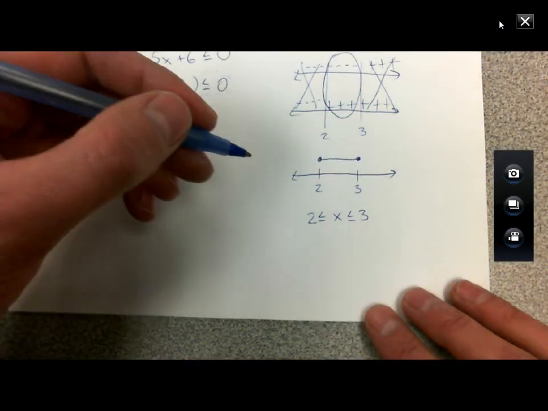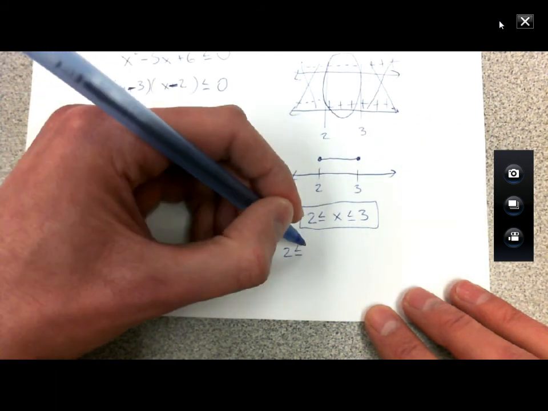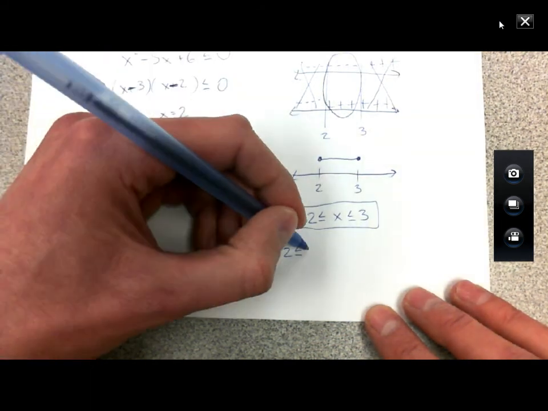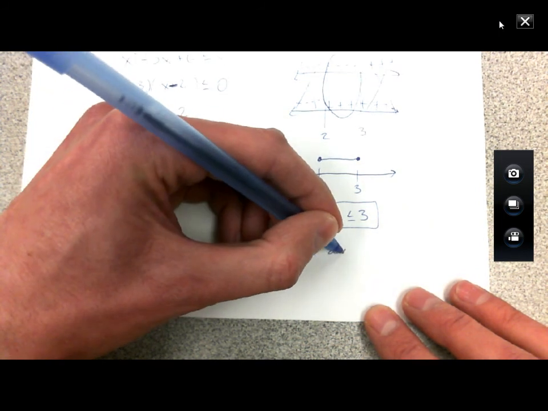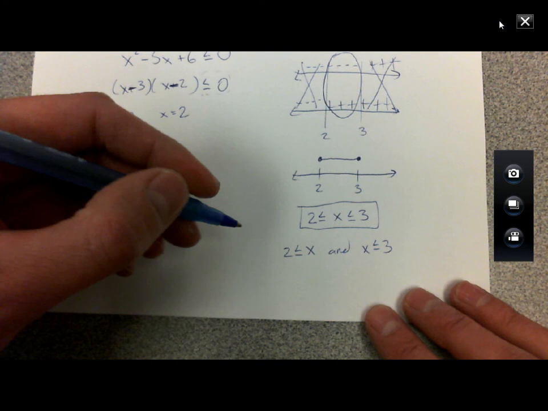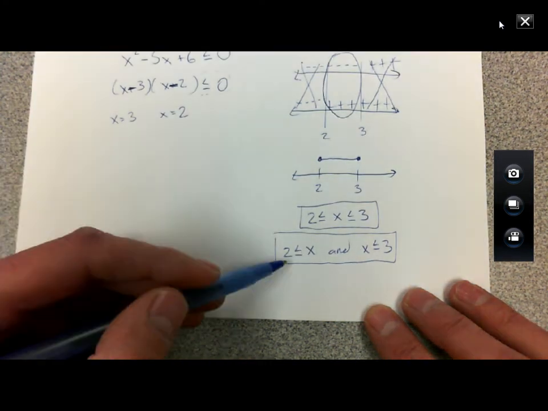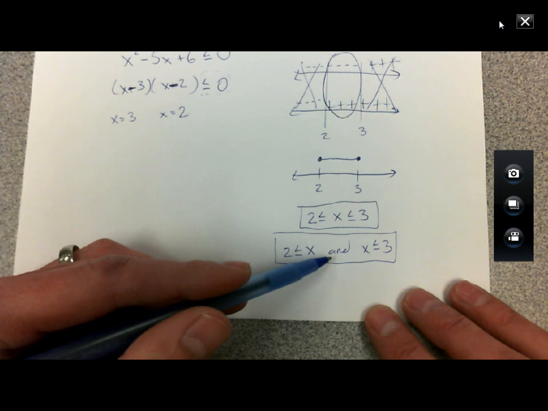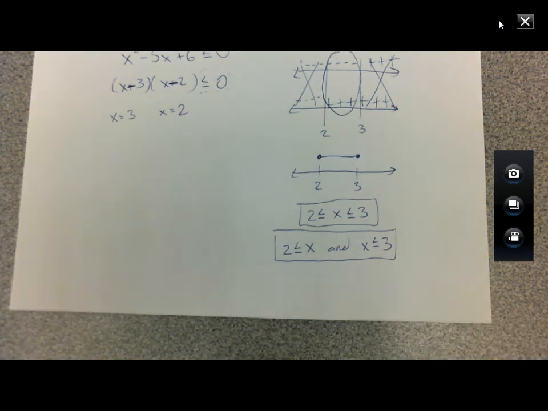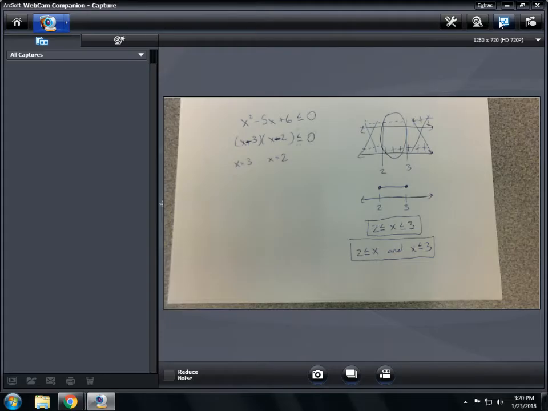Or you could also write 2 is less than or equal to x and x is less than or equal to 3. Because that would say that whatever value you choose for x has to be greater than or equal to 2, and it has to be less than or equal to 3. It has to meet both qualifications. So that's how you solve, graph, and give the answer to these quadratic inequalities.